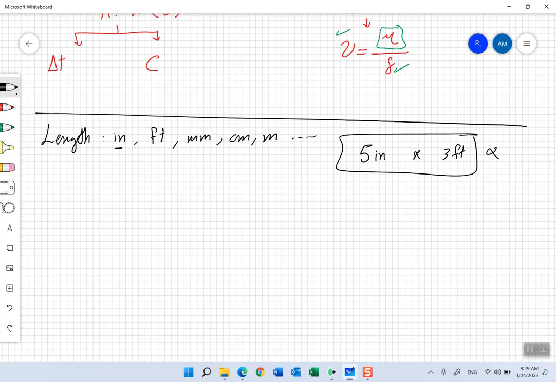This is a very simple example, but there might be also some harder examples. What if I have a velocity in inches per second, let's say 5 inches per second, or to make it more practical, 5 feet per second. And we have another parameter that is, let's say, the acceleration.